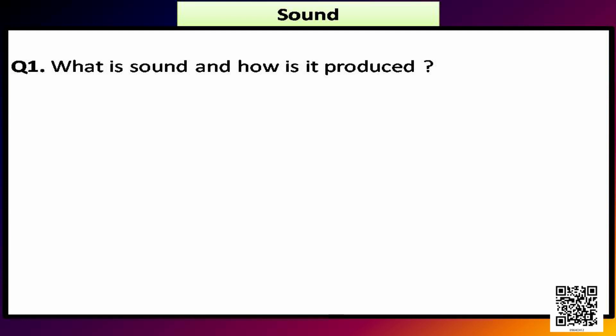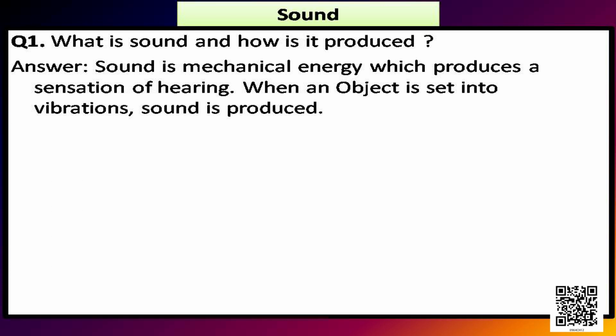Students, let us now discuss some of the questions of the exercise. Let us discuss the first question. It says, what is sound and how is it produced? And the answer is, sound is a mechanical energy which produces a sensation of hearing. When an object is set into vibrations, sound is produced.